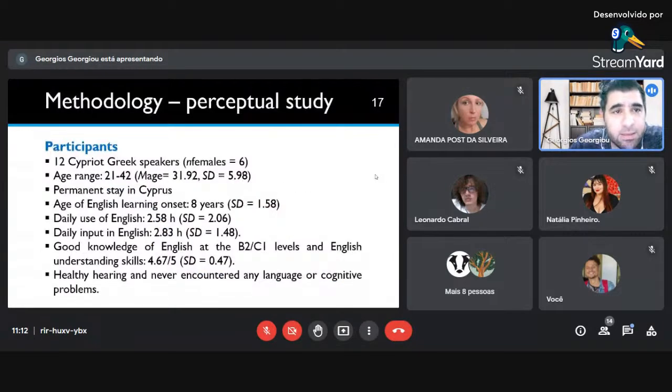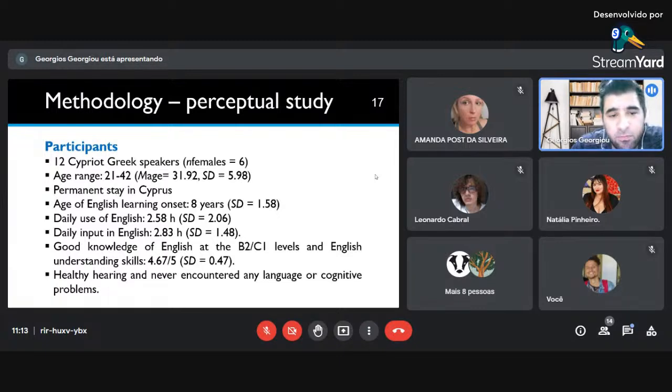Now, let's proceed with the methodology of the perceptual study. So in order to evaluate the predictions I showed before, we have to make the perceptual study. I used 20 Cypriot Greek speakers. Their age ranged from 21 to 42. They lived permanently in Cyprus. They started learning English at the age of 8 years.